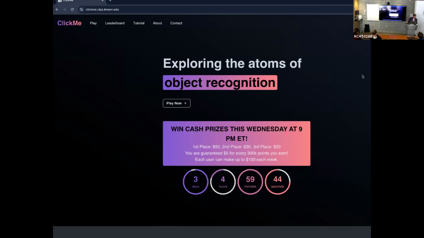And then just as a final piece of advertising, we are very interested in characterizing the visual representations, the visual strategies used by human observers when they categorize images. We have a game trying to do just that, where we're trying to identify what pixels, what visual features in images are actually driving human decisions during visual categorization. It's called ClickMe. It's at clickme.clps.brown.edu.